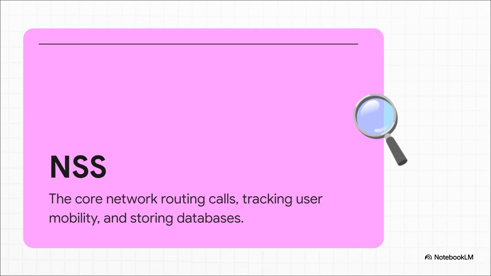And after navigating your local neighborhood, your call travels to the big city center of our network map, the Network Switching Subsystem, or NSS. This is the core. It's essentially a massive digital switchboard responsible for physically routing your calls, tracking exactly where you're roaming geographically, and housing the gigantic databases of subscriber information.